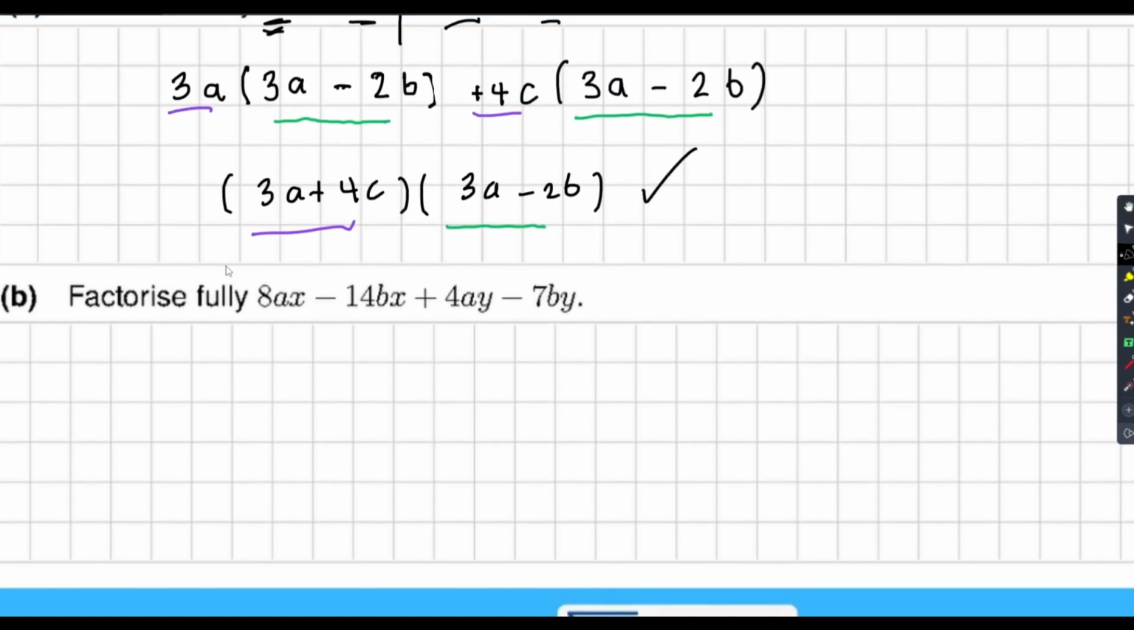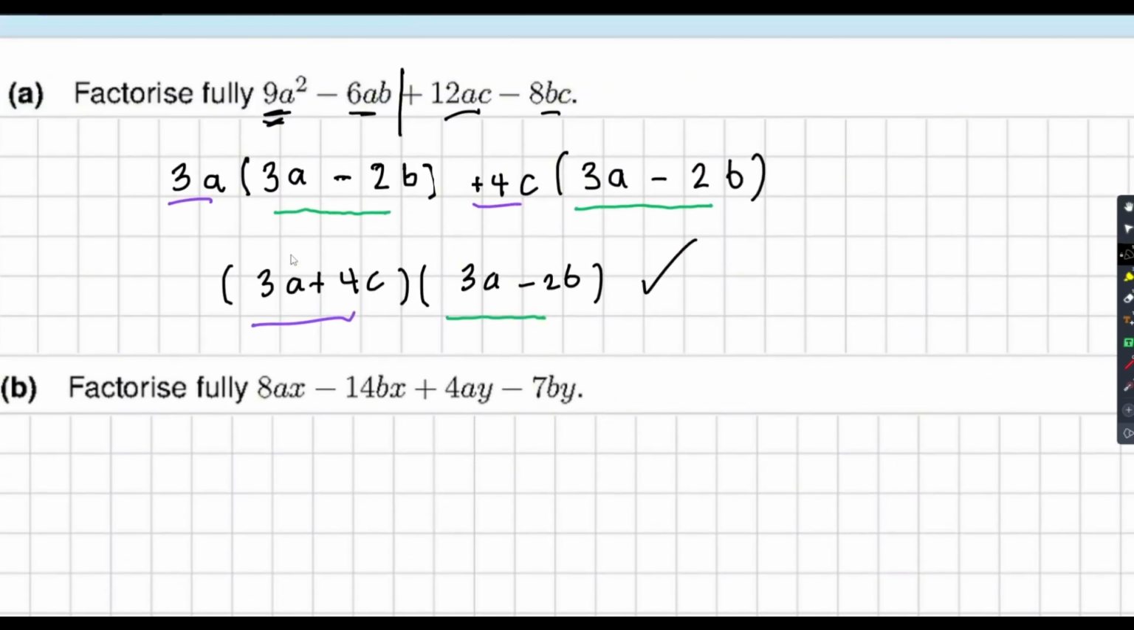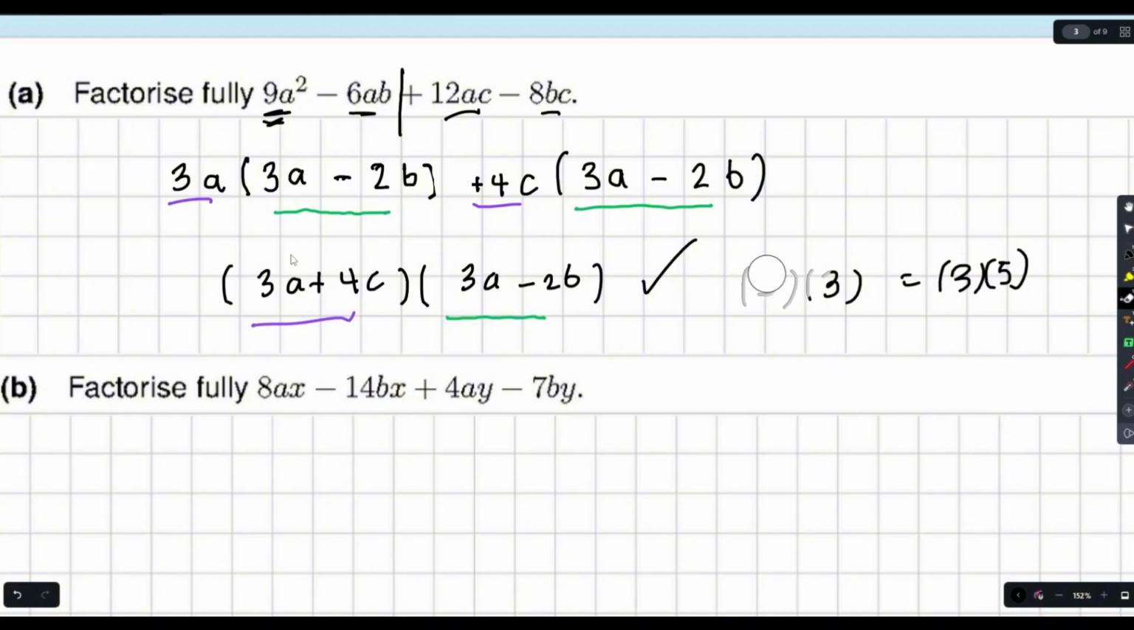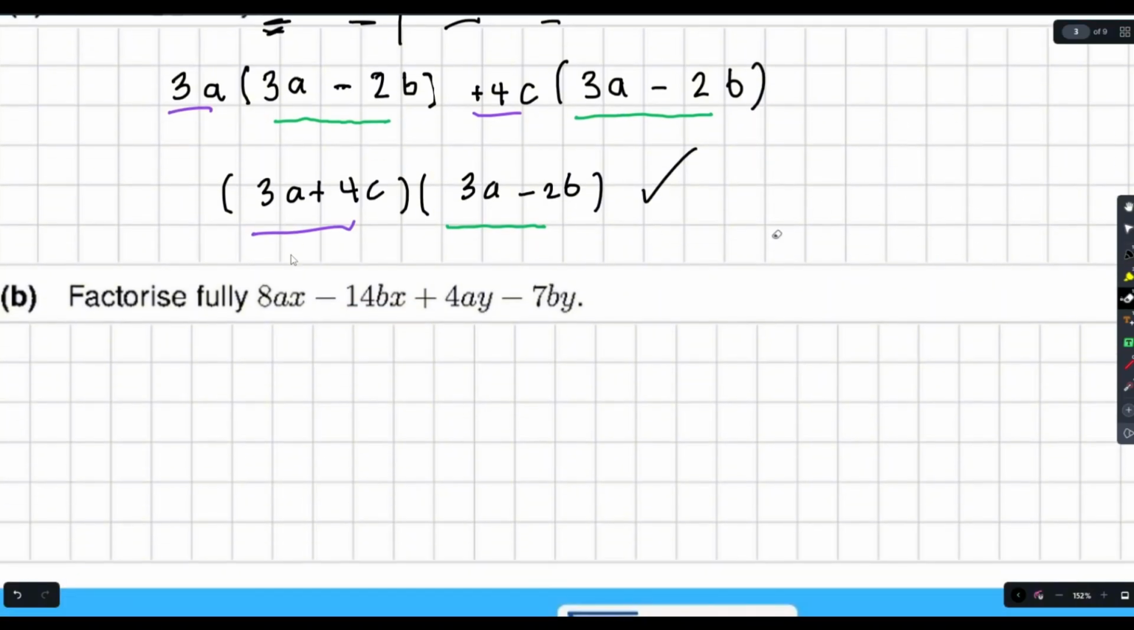Now, sometimes what we have to do, and by the way, we can do 3a minus 2b times 3a plus 4c. So it doesn't matter which way we write the brackets, because what does brackets mean in algebra? It means multiplication. And we know that 5 times 3 is the same thing as 3 times 5. So it doesn't matter which way we write the brackets, just in case you're wondering.